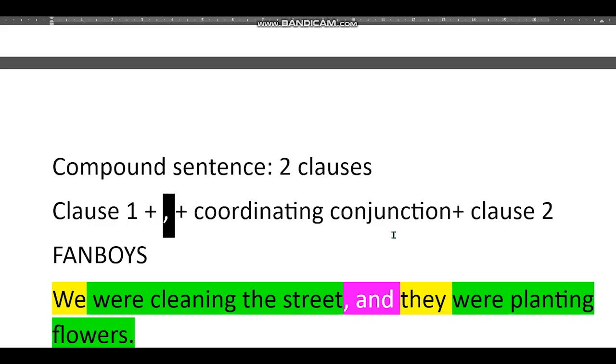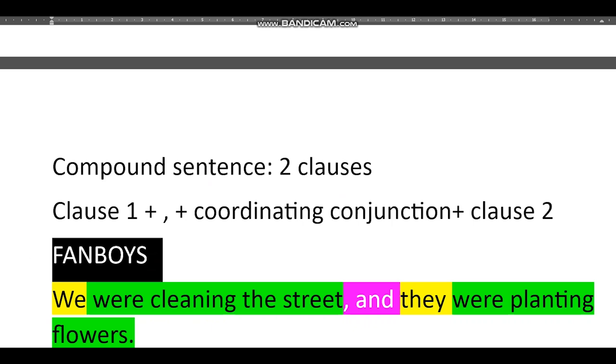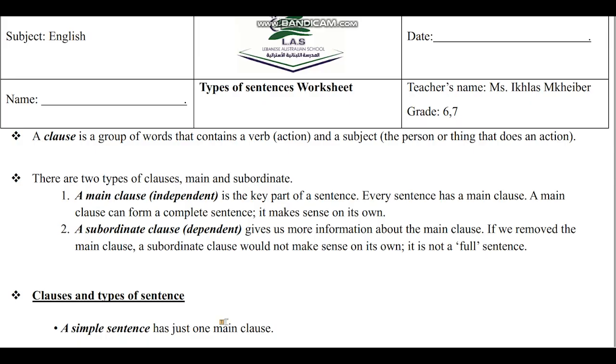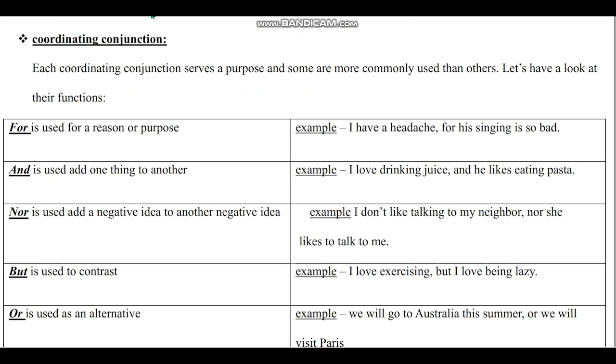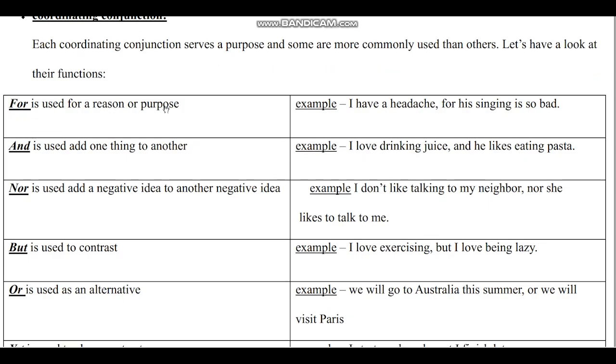So what are coordinating conjunctions? We remember them by the acronym FANBOYS. The coordinating conjunctions are as follows. They are FANBOYS. So F for for, and it is used to express a reason. It has the same meaning as because.